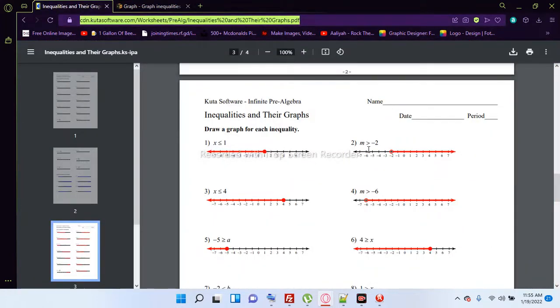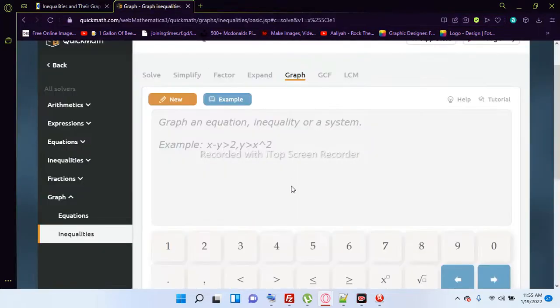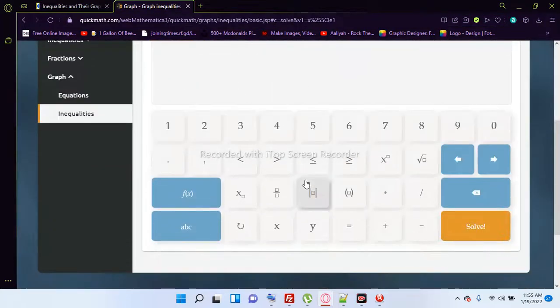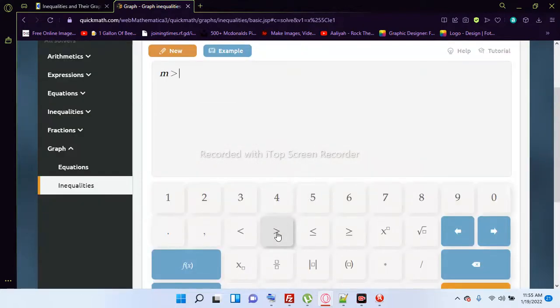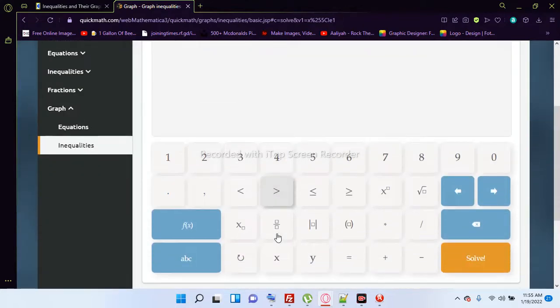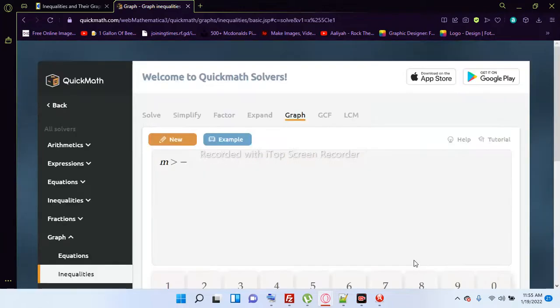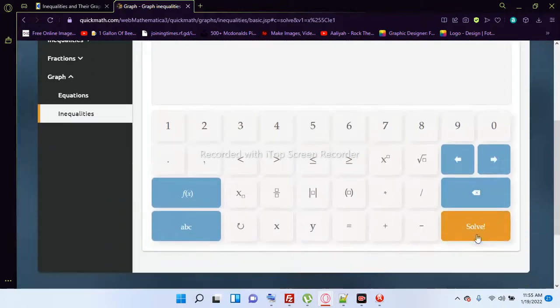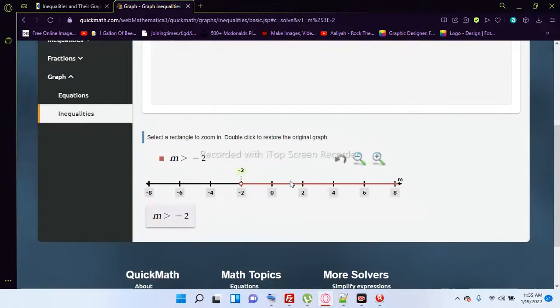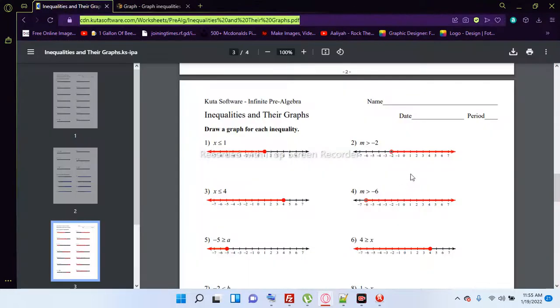Listen to the line on here. M is greater than negative 2. You'll thank me when you get older. So you say m, greater than, negative 2. You're right there and you say solve. Go right down and it shows you from 2 on over to 8. And if you go back here, it shows you from 2 on over to 8.